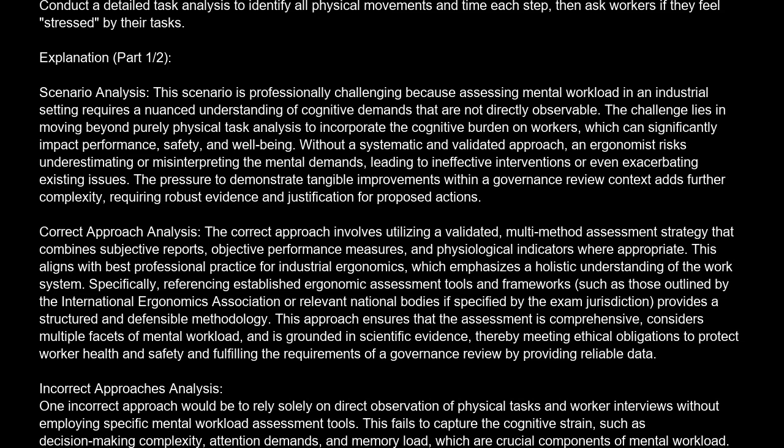The correct answer is D. Conduct a detailed task analysis to identify all physical movements and time each step, then ask workers if they feel stressed by their tasks. Explanation: scenario analysis.